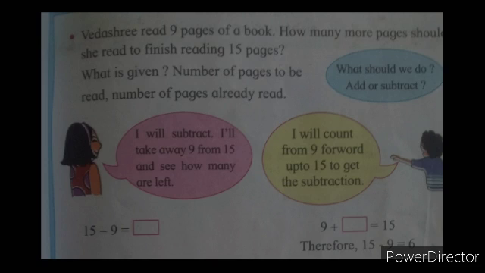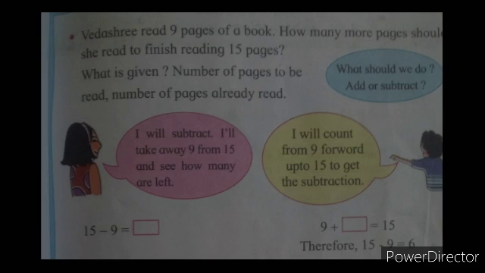already read. Children, we can solve this example by two methods, subtraction and subtraction by counting forward. See children, here 15 minus 9. So here the answer will come 6. So write here answer 6.